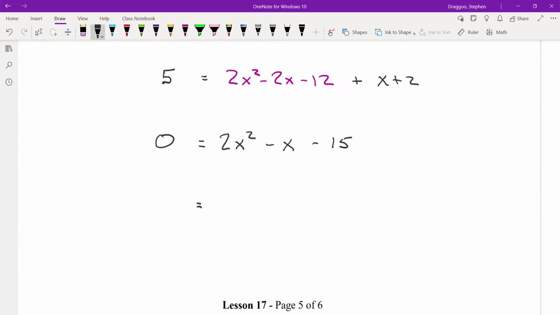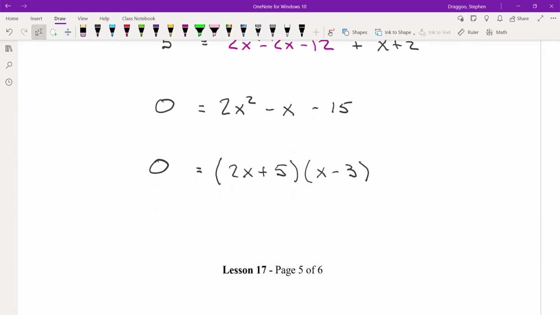So we should factor that thing. By using whatever your favorite method is, it's going to go to 2x minus 5. Nope, that's a lie. 2x plus 5 times x minus 3, and that's equal to 0. And I'll solve for my two x values. Either x is equal to negative 5 over 2, or x is equal to 3.